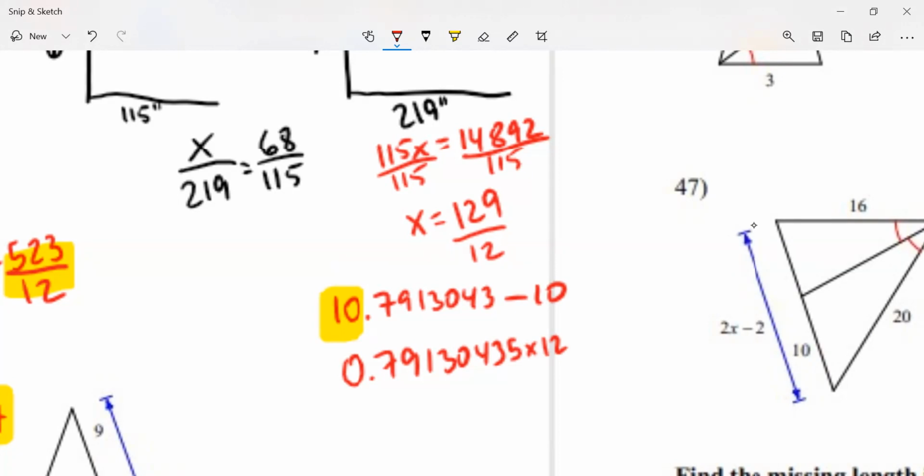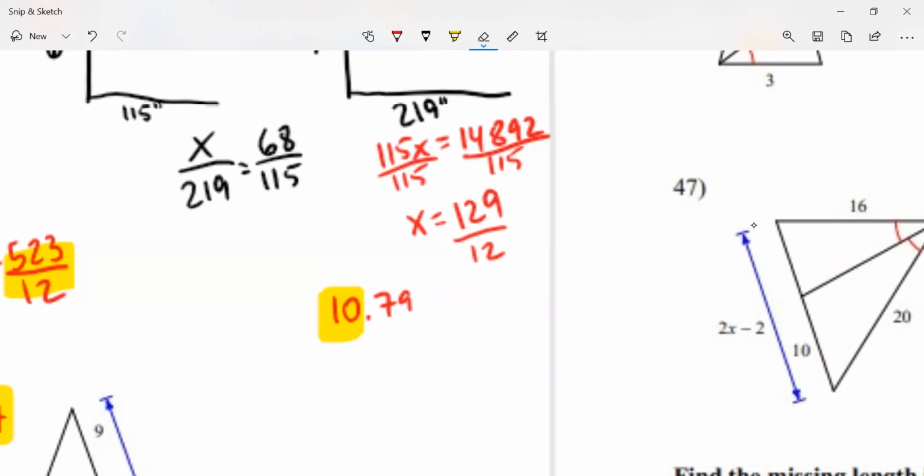See, 129 divided by 12. Oh, I think I did this wrong. 129 divided by 12 gave me 10.75. Sorry. 10.75. I'm keeping the 10, right? I'll come back to that. In my calculator, let me subtract the 10 because I want to see the decimal, 0.75.